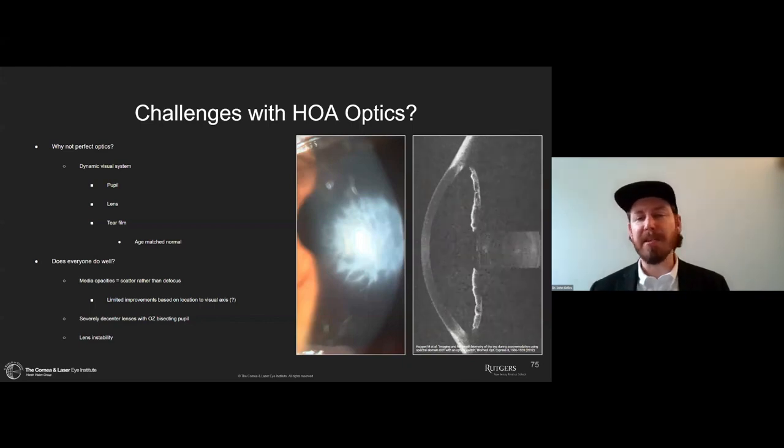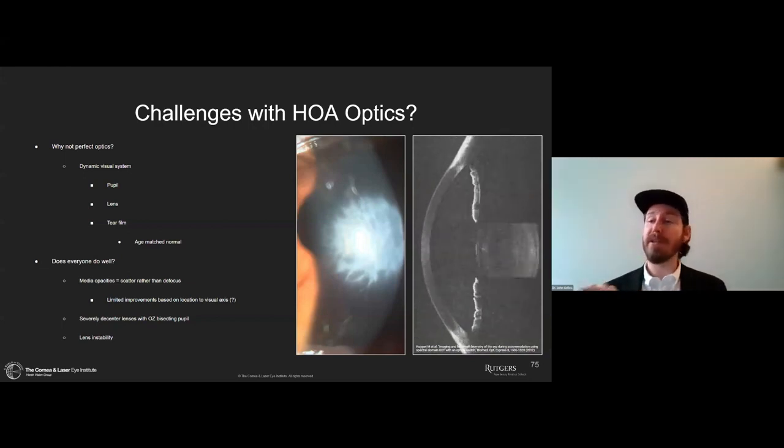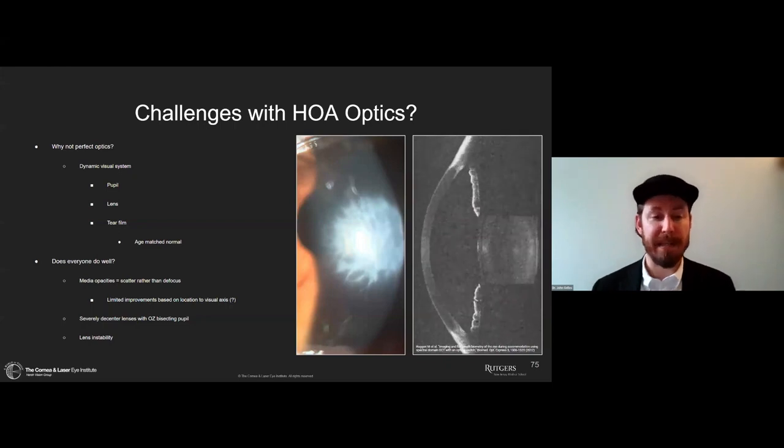The other thing here is, does everybody do well? Well, media opacities, if we have scatter rather than defocus, it can limit the level of improvements. And scatter is going to come from things like corneal scars or cataracts or even vitreous opacities.